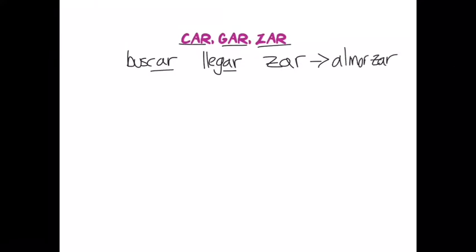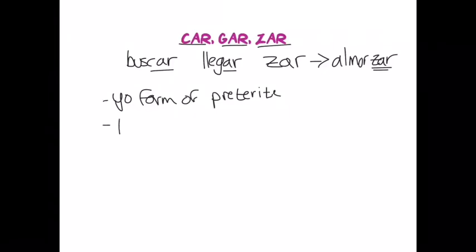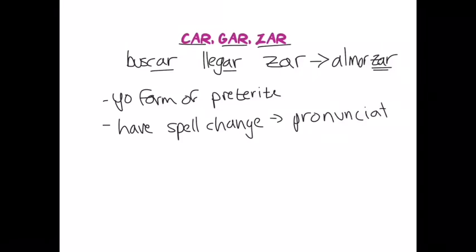The first thing is, whenever we see a verb that ends in one of these three items, we need to immediately recognize we need to be careful because they are irregular to an extent. So in the yo form of the preterite tense, these are going to have changes. Again, only in the yo form, not any other conjugation. They have a spelling change, and the reason behind that is pronunciation, just like most spelling changes. Without it, the words would sound really funky and wouldn't be as easy to pronounce.